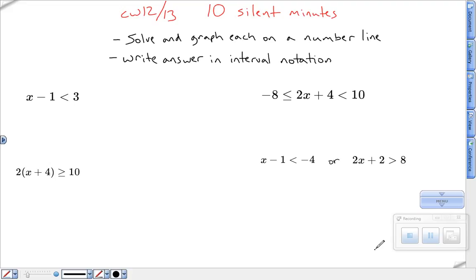So make sure you know the direction of the inequality, whether it means less than or more than. I'm going to solve these the normal way, graph them on a number line, and then use interval notation. So here we go.